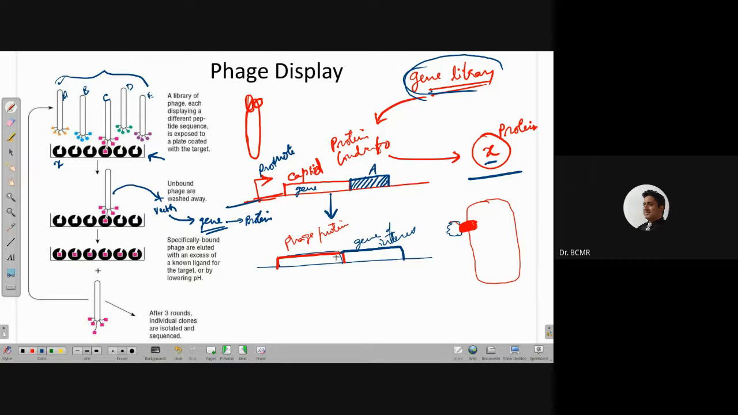This is a translational fusion, meaning here we would have a promoter, a ribosome binding site, and a start codon here. Then this is a continuous reading frame without any obstructions or interruptions, and then we would have a stop codon here. They should be cloned in frame. The gene of interest should be cloned in frame with the phage gene.